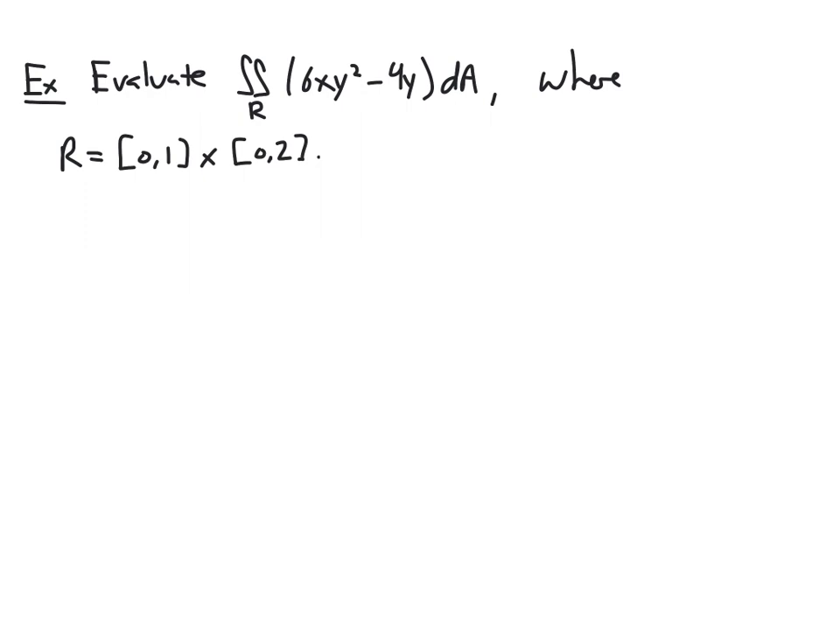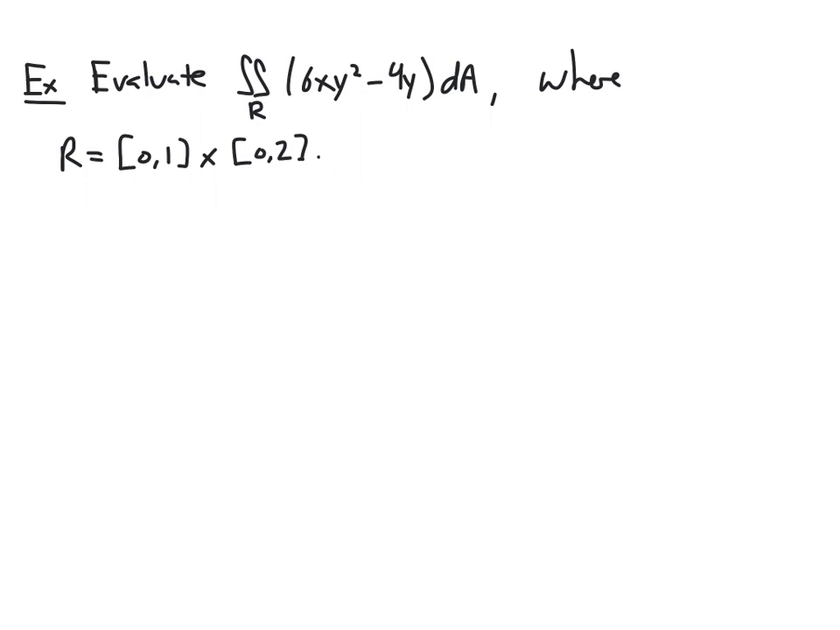And so the first thing that we're going to notice is that 6xy squared minus 4y is a polynomial again, so this is going to be continuous, so Fubini's theorem is going to apply. Now, before we go on and compute this, one thing to point out is that, unlike the previous one, this function is not always positive on the rectangle R. For example, when x is equal to 0, this function is just equal to negative 4y. So along that edge where x is 0, all of those function values are going to be negative.